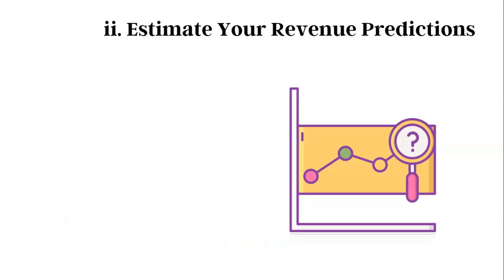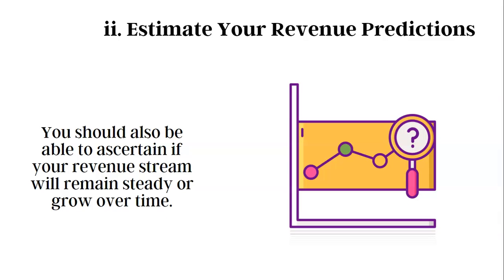2. Estimate your revenue predictions. With the information you have so far, you should be able to project what your profit margin would be. You should also be able to ascertain if your revenue stream will remain steady or grow over time. To calculate this, first calculate your fixed costs, that is your rent, salaries, supplies, and so on. With that in place, you can then predict your profit. 3.